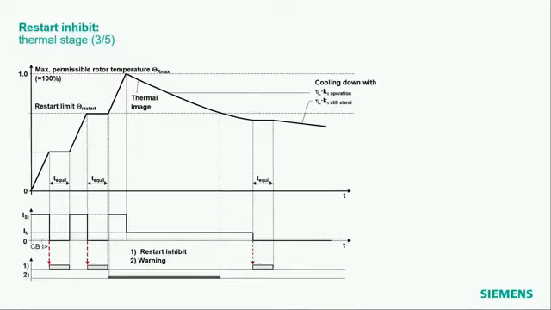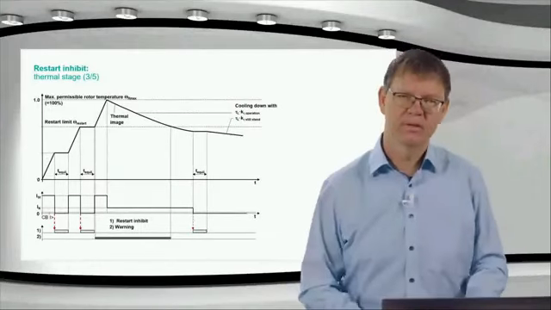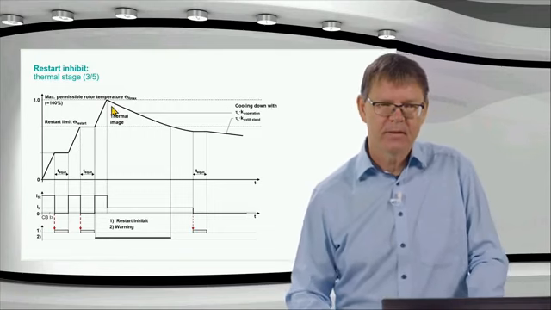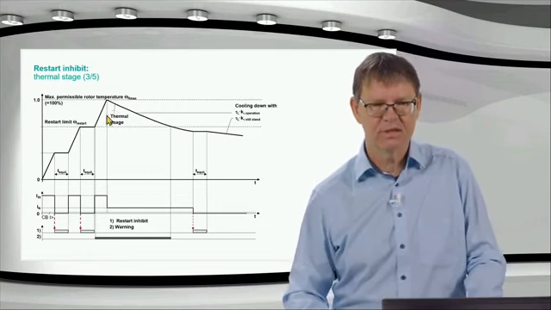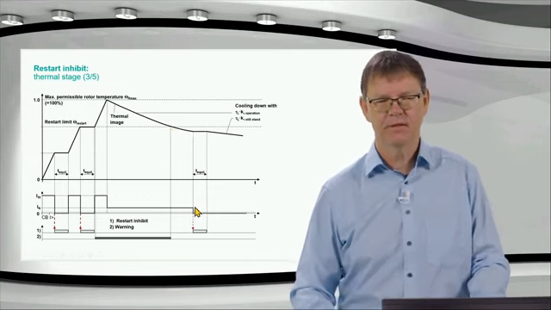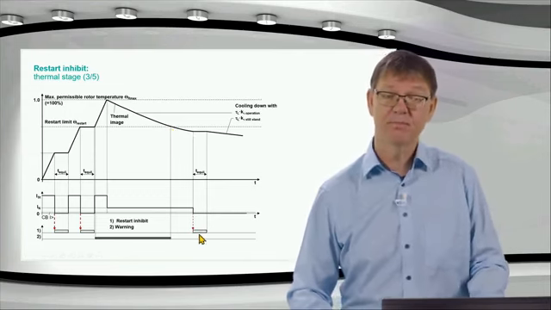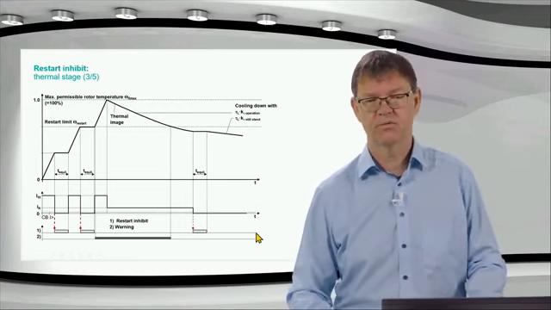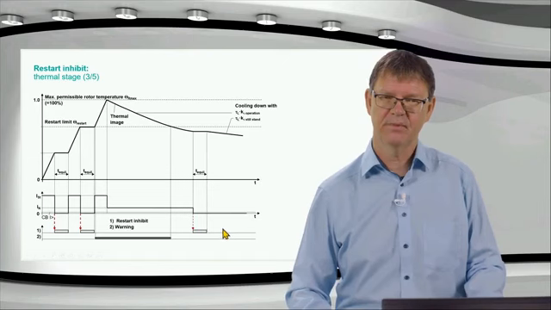Okay, just to give you a little bit of a feeling of how this function works, in that case the motor is running for a long time. So I cross this line before the motor is switched off. Then I have just this equilibrium time blocking, and nothing else happens. So I can restart the motor after this time again.